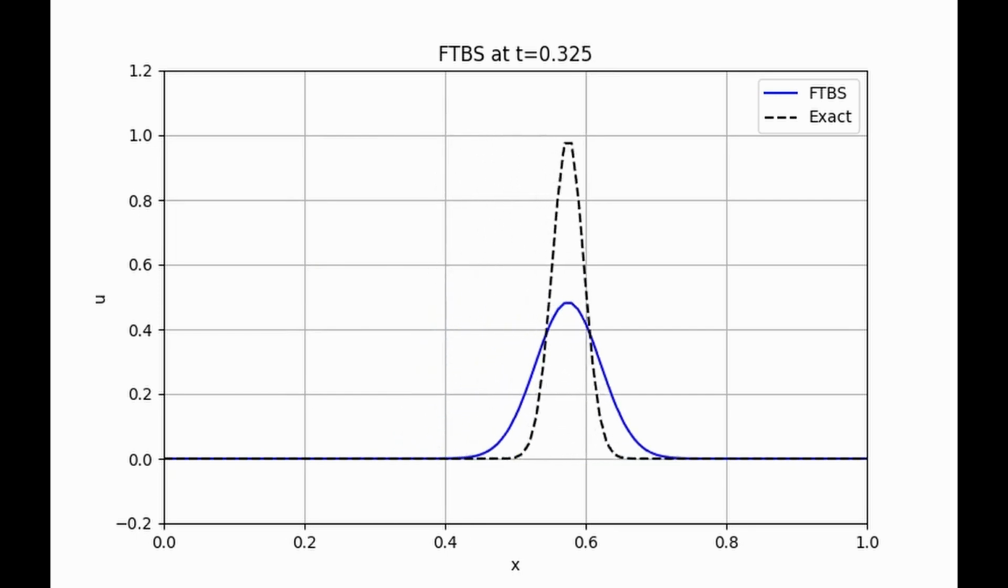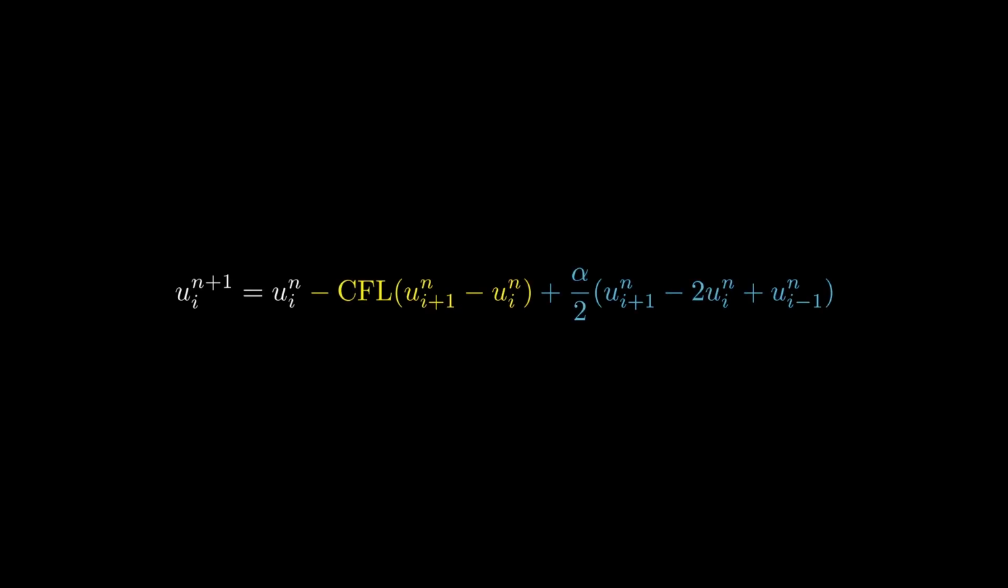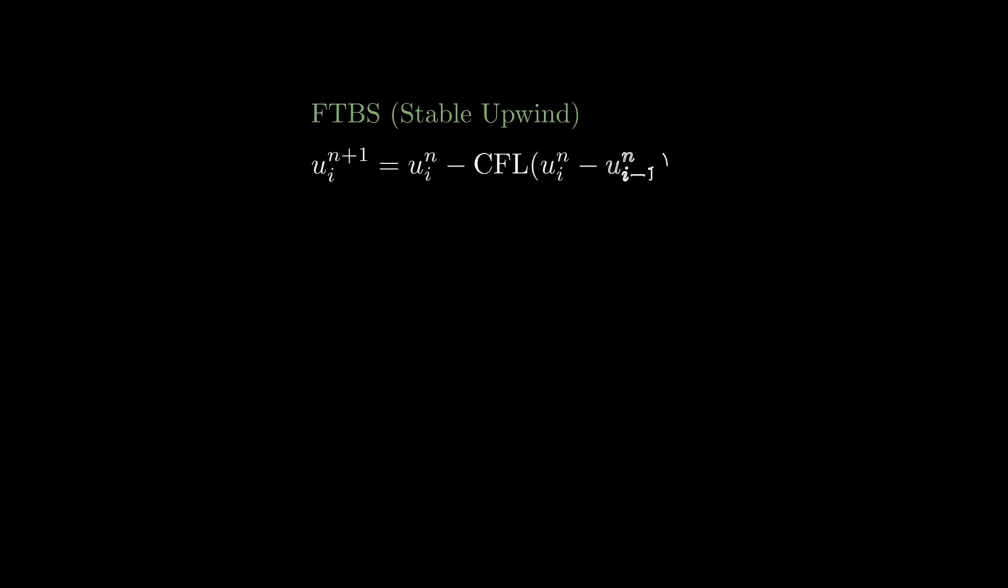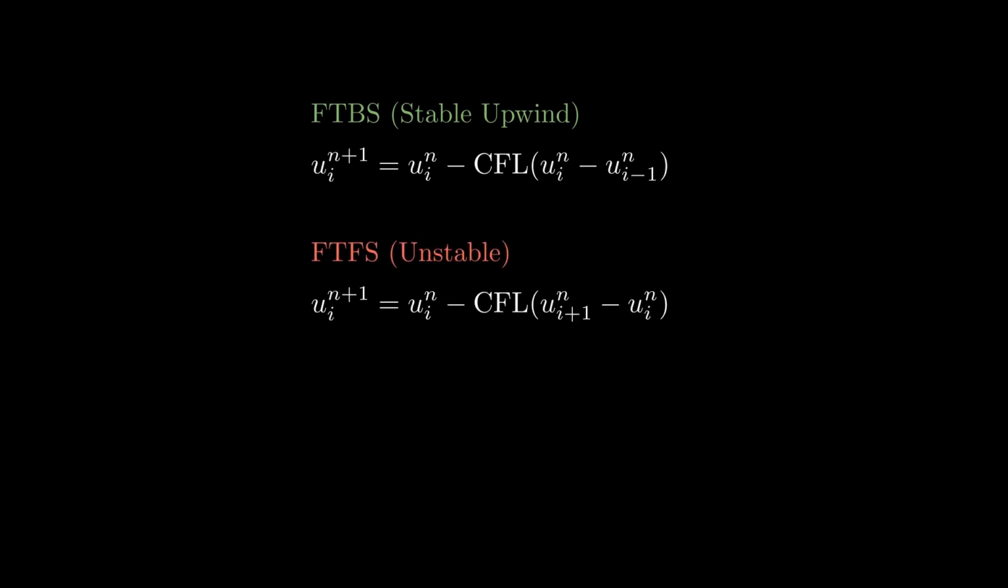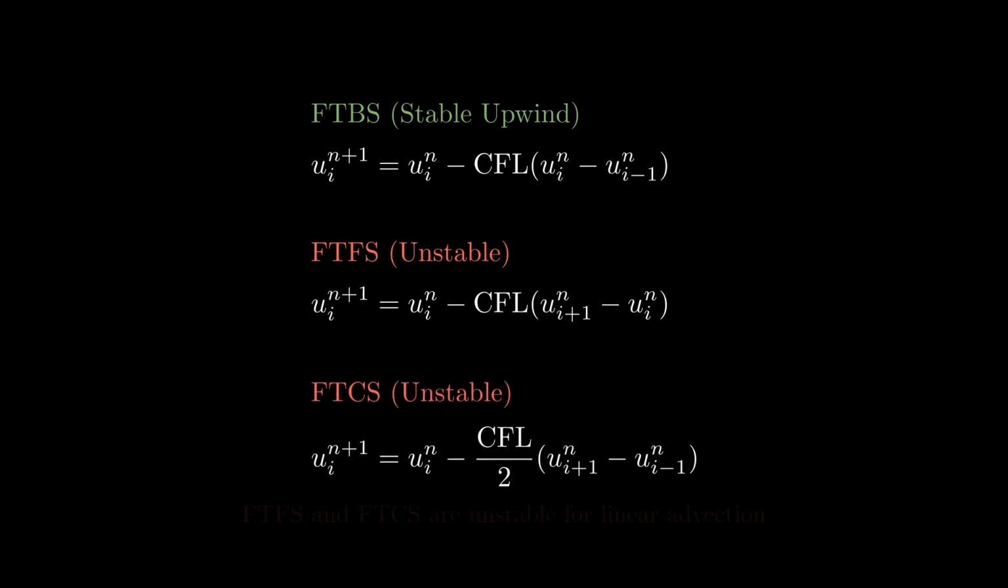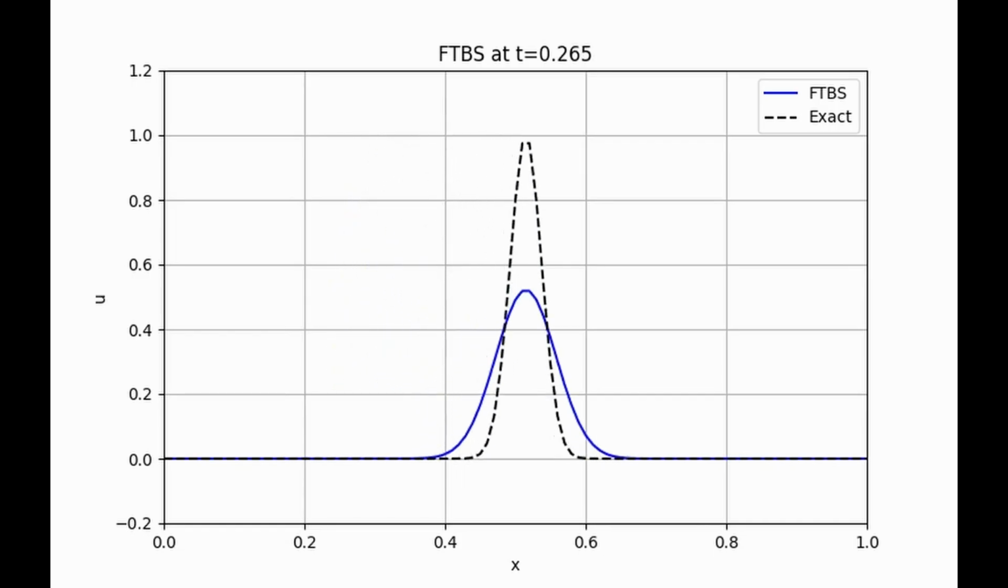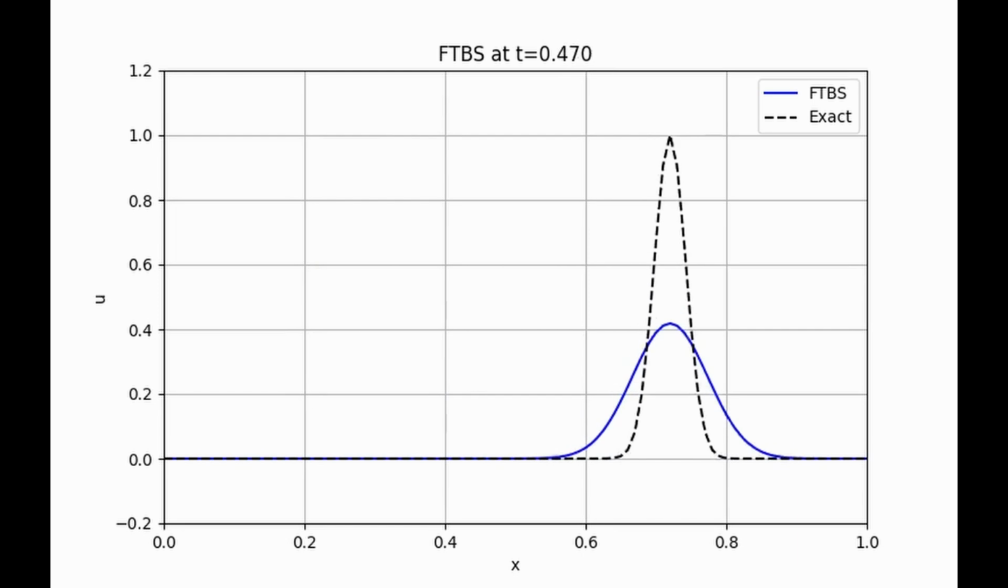Our objective is to stabilize the FTFS scheme using scalar dissipation and compare it with the stable FTBS scheme and the exact solution. Let us now look at common numerical schemes used for linear advection. First, the forward time, backward space scheme, or FTBS. This is an upwind scheme and is conditionally stable under the CFL condition.